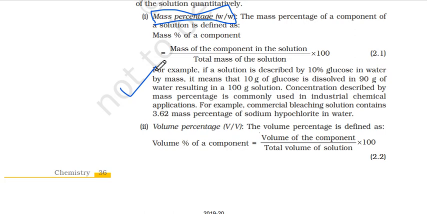For example, commercial bleaching solutions contain 3.62 mass percentage of sodium hypochlorite in water. Then we have volume percentage, V by V. Now what do we take? V by V. On top we take the volume of the solute, and of the solution we also take the volume. When you multiply it by 100, you get the volume percentage.